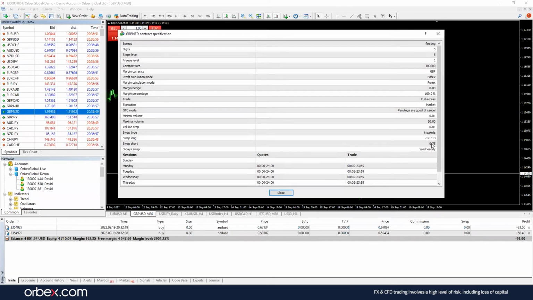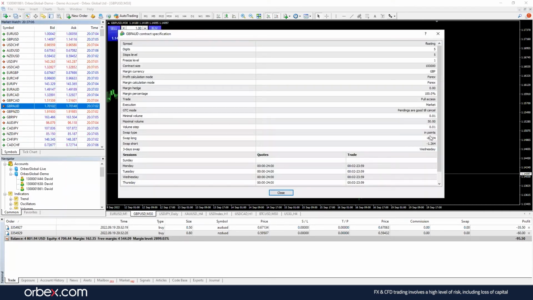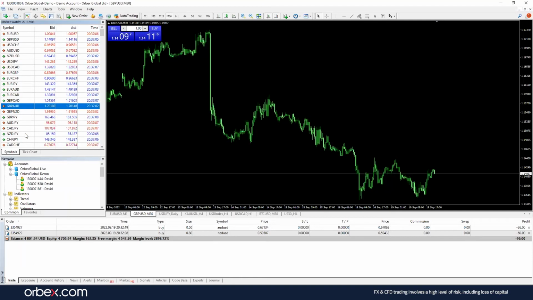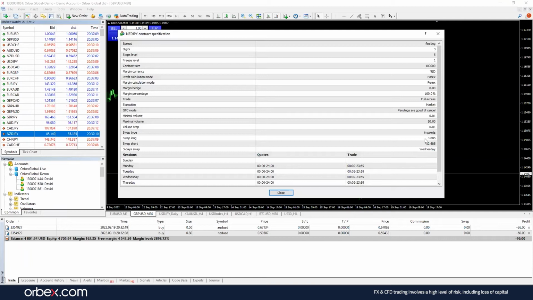As I said, this one has a positive, this one has a negative because it's got a negative mark on it, but you can check any particular currency to see. Sometimes they're both negative, sometimes they're both positive, and sometimes it's one of each. Like here, for example, this is negative, positive and negative. This is for buy positions and this is for short positions.